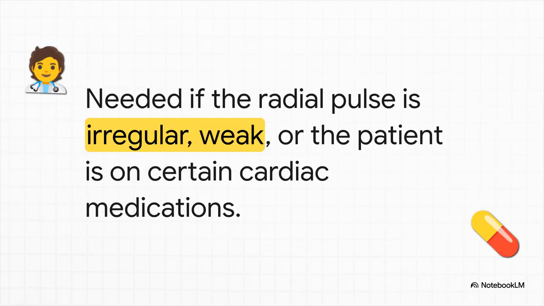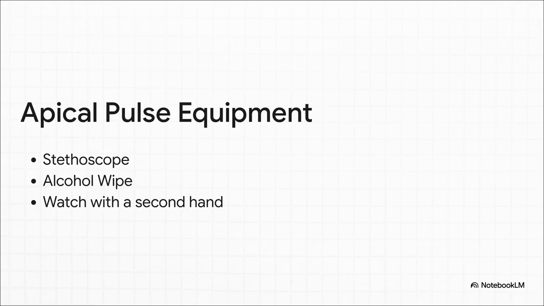But what if that radial pulse just isn't cutting it? Maybe it's really weak, or it's irregular, or maybe your patient is on certain heart medications. In those cases, you need to go straight to the source for the most accurate count, and that means taking an apical pulse. And to do that, you're going to need your stethoscope. A quick but super important note on infection control. You always clean the earpieces and the diaphragm with an alcohol wipe, both before and after you use it on a patient. This step is completely non-negotiable.